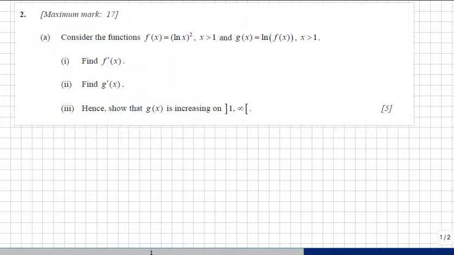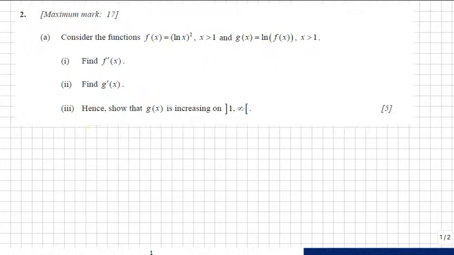All right, it's May 2014, paper number 3, problem number 2. Given two functions, we want to find their derivatives first. This part's pretty easy. F of x is ln x quantity squared.